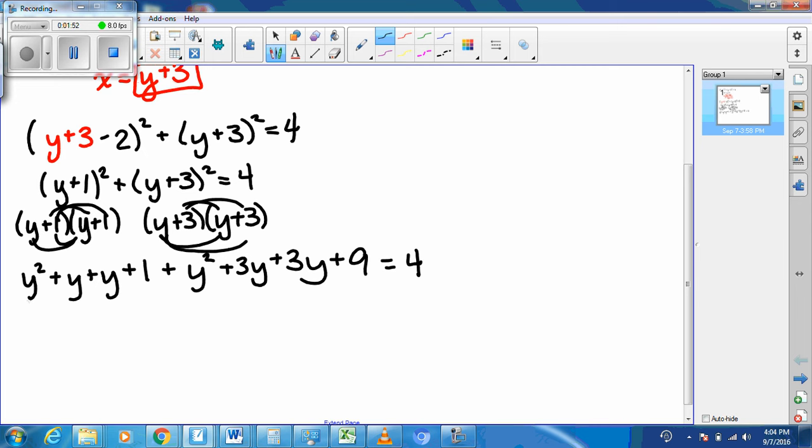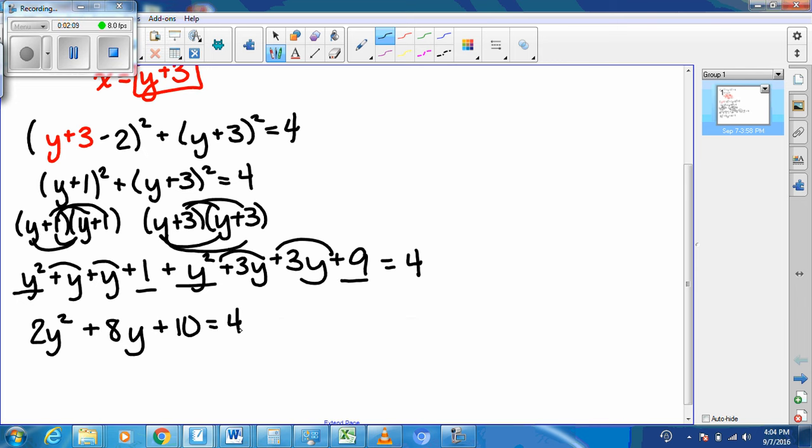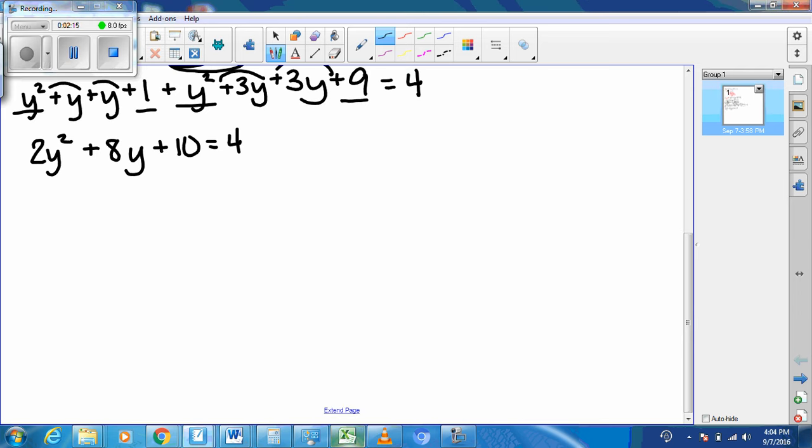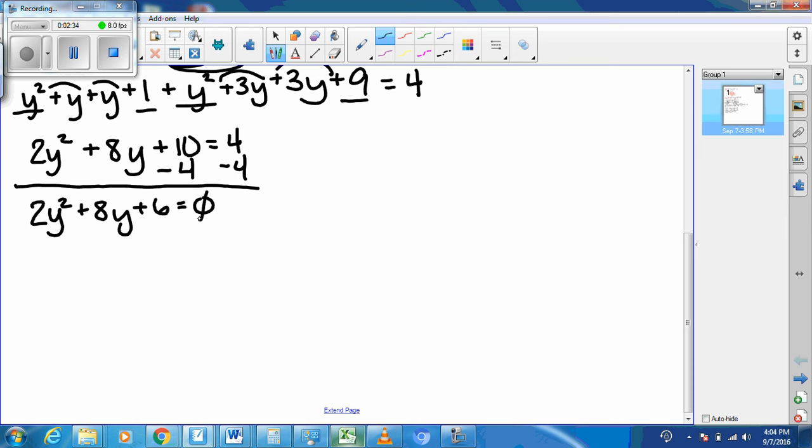So go through, combine all your like terms. There's a y squared plus y squared, which is 2y squared. I've got y plus 3y plus 3y, which is 8y. We've got plus 1 plus 9, which is plus 10, equals 4. Now, this has to be factoring because I have a y squared and a regular y. The thing that you need before you're allowed to factor is to make this equal 0. So I'm going to minus 4 from both sides. Get 2y squared plus 8y plus 6 is equal to 0.